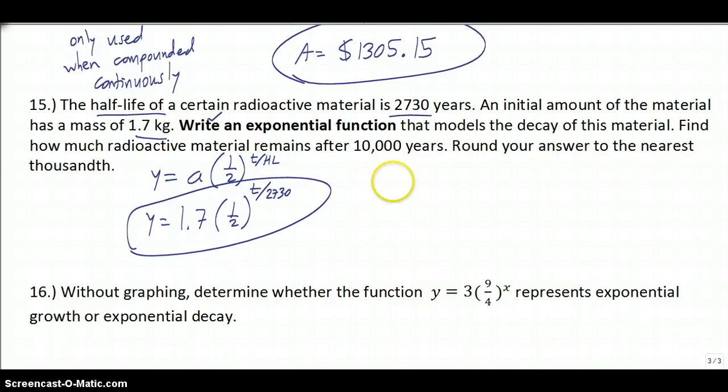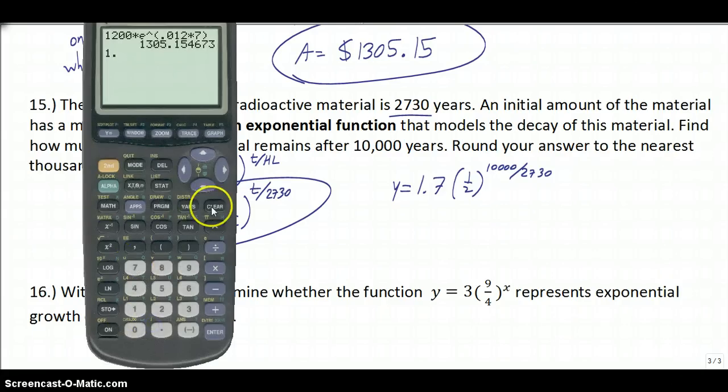Now, after 10,000 years, let's figure out how many kilograms we have left. I'm going to plug in 10,000 for T. And again, I'll show you how to plug this in. So let's see. I'll clear this all for you. 1.7 times 0.5, which is the same as 1/2, to the, and I'm going to use another set of parentheses, 10,000 divided by 2730. You can't use enough parentheses on these.